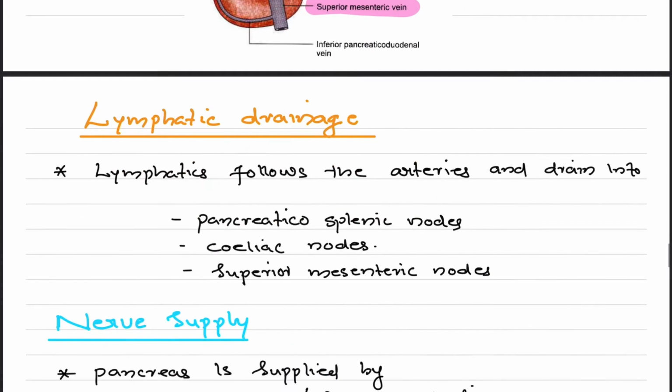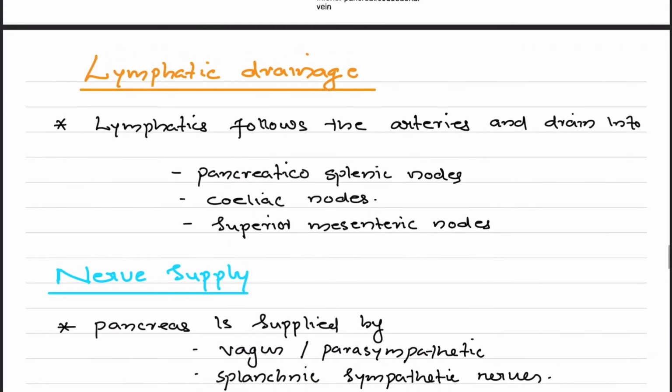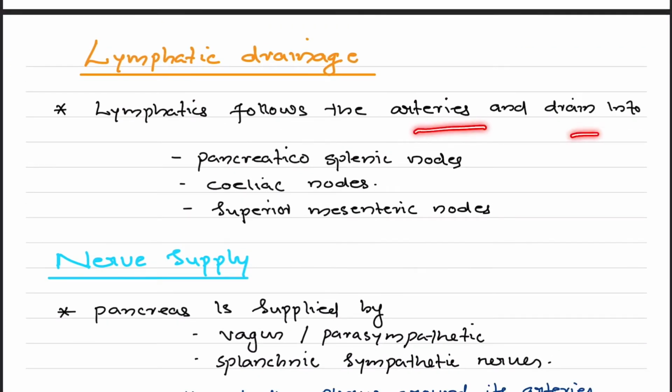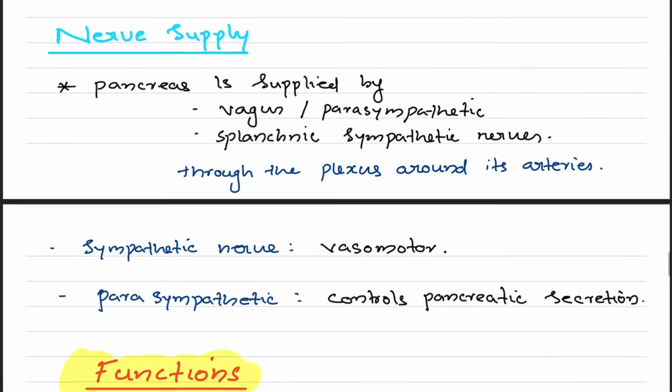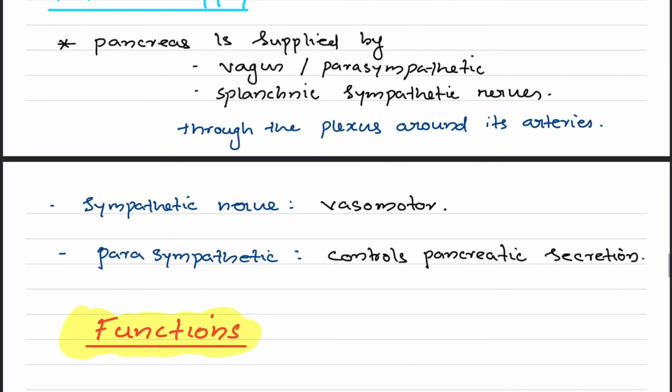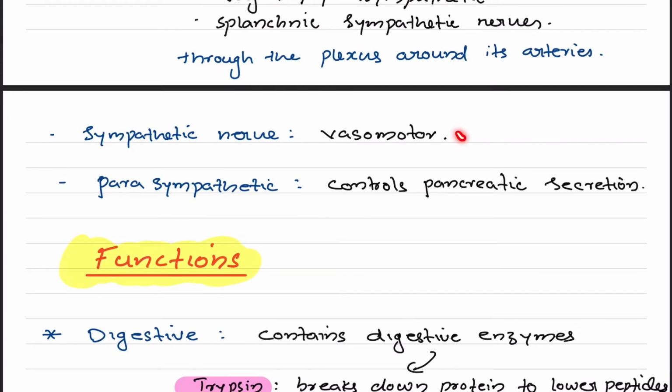Okay, now lymphatic drainage. The lymphatics follow the arteries and drain into the pancreaticosplenic nodes, celiac nodes and superior mesenteric nodes. Nerve supply: the pancreas is supplied by the vagus or parasympathetic and splenic sympathetic nerves through the plexus around its arteries. The sympathetic nerve is vasomotor in nature, while the parasympathetic controls the pancreatic secretions.